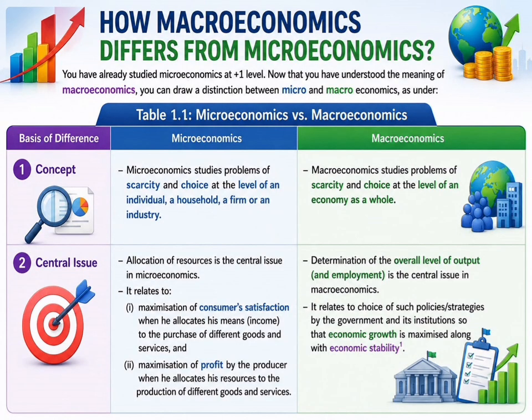In macroeconomics, the main issue is not one person's decision. Instead, it focuses on the overall level of output, employment, and economic growth in the country. For example, suppose unemployment in India is increasing, the government may start new industries, improve roads, or encourage businesses to create more jobs. These decisions help increase employment and economic growth. This is what macroeconomics studies. So the major goal of macroeconomics is growth with stability. There should be no inflation or no deflation.